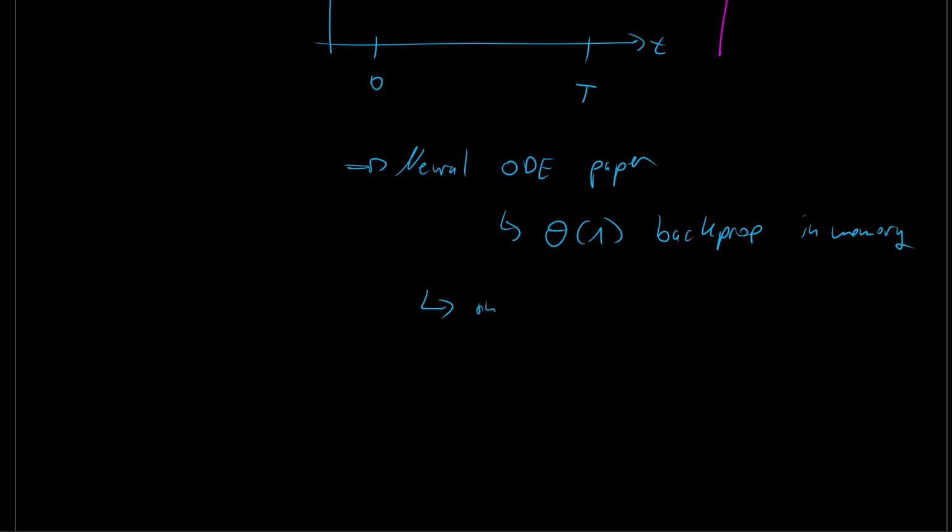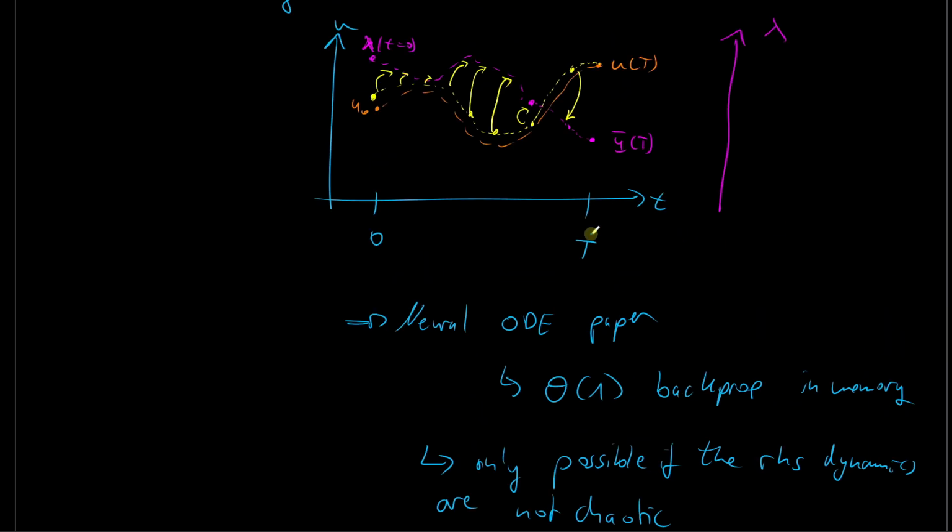This is only possible if the right-hand side dynamics are not chaotic. Or even if they are chaotic, our integration horizon needs to be certainly below the Lyapunov exponent's range before the system kind of explodes into chaos. So it's a little bit problem dependent. But I hope this was an interesting insight into that.